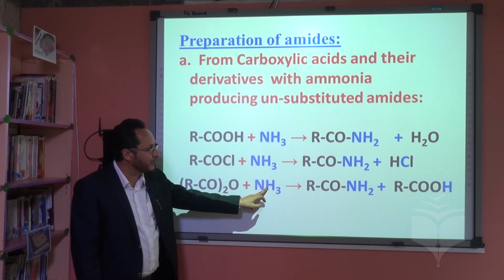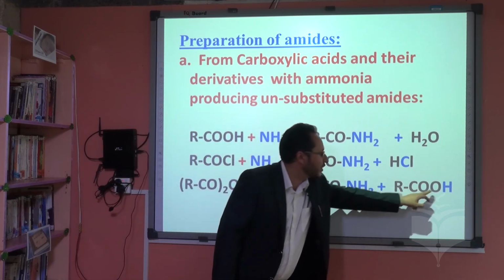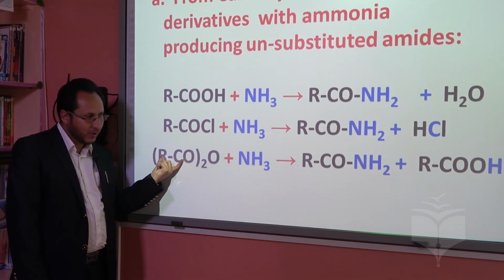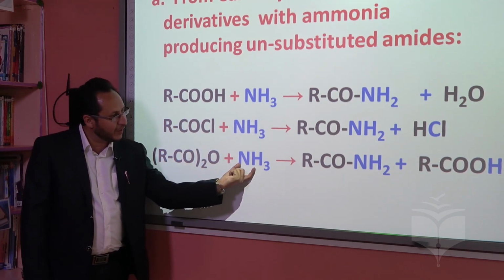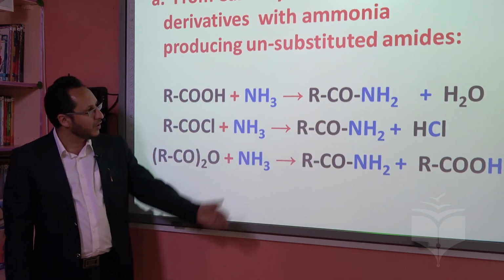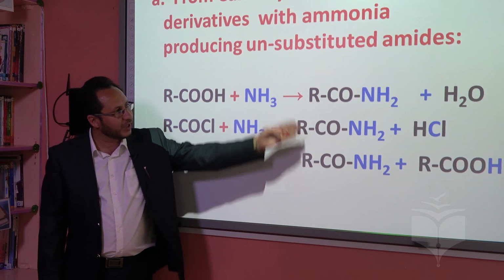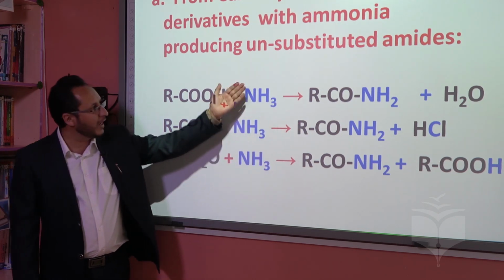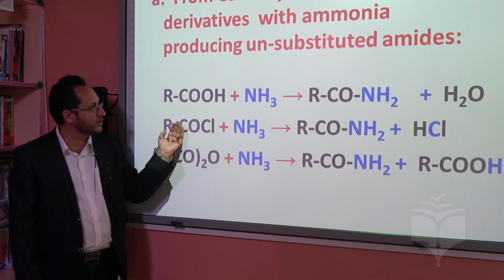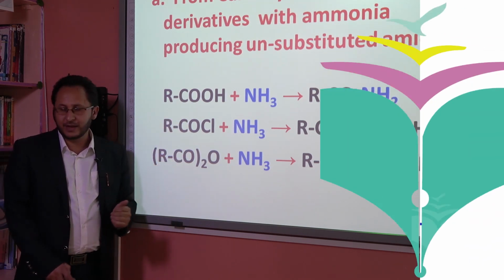RCOO with H from the ammonia, we have RCOOH. What remains here? It is RCO. This RCO, and here we have NH2, so this is RCONH2. So if you want unsubstituted amide, you have to react ammonia with carboxylic acids or acid chloride or acid anhydride.